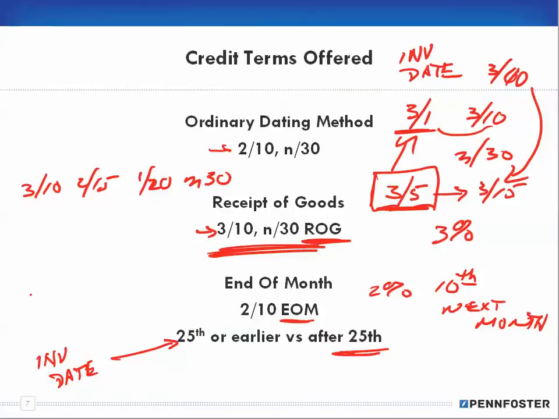So let's say my invoice was dated 3/20, okay? And what this means is that I can take a 2% discount by 4/10, okay? It's the 10th day, that's 4/10. It's the 10th day of the next month. So actually I end up with like a 21-day period here that I can take a 2% discount in, okay?